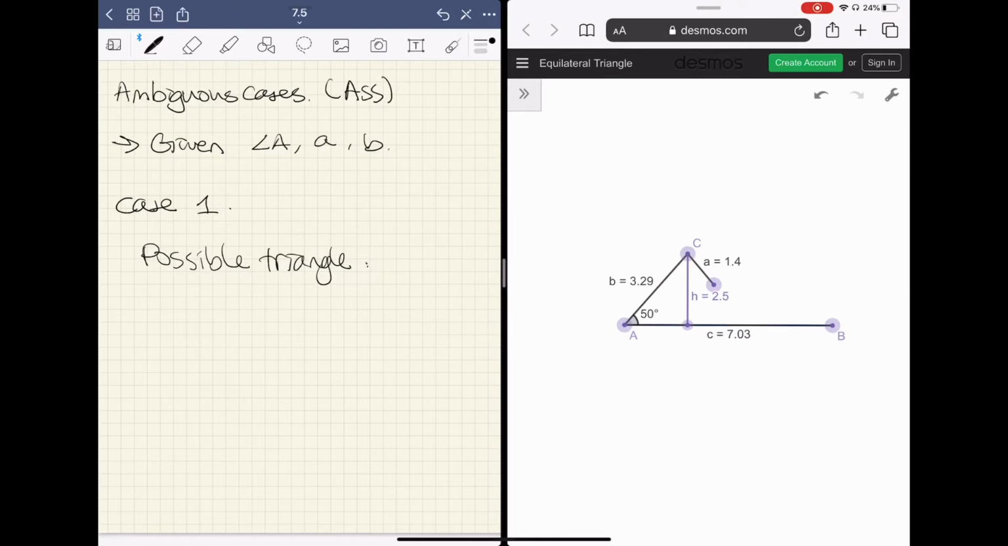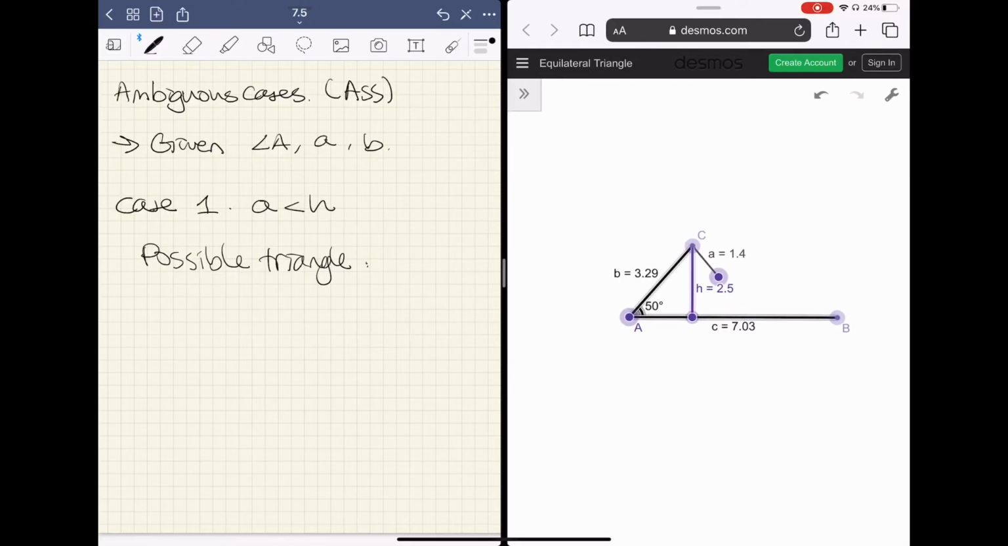Case 1 will be when side a is less than the height. If you look at this triangle on the right side here, side a is this side. If side a is less than h, then you can see that you don't really form a triangle. Side b, side c, and side a, these 3 sides don't form a triangle because side a is too short. So possible triangles: 0.